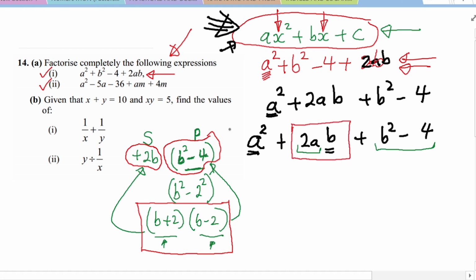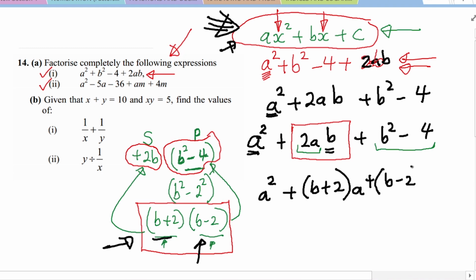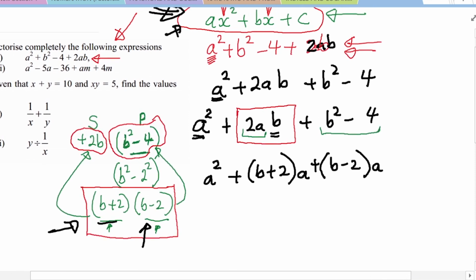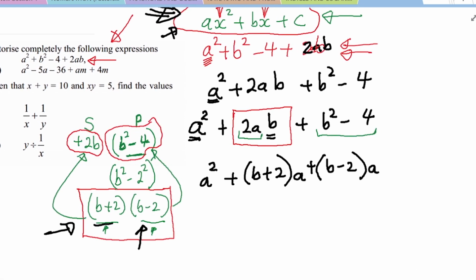And so in this case, our expression is going to become a squared, then we shall replace the middle part with these ones. So it's going to become a squared plus b plus 2, that's the first root, so it's going to be b plus 2a. Remember, our a is like the x. Then the second one is going to be plus b minus 2a. Then plus the value of c, which in this case is going to become plus b squared minus 4.